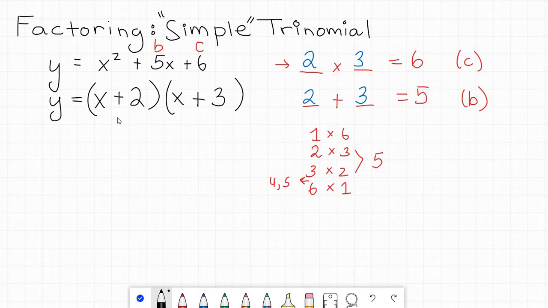And that's it. As I said, if you have a number out in front of your x squared term that is not 1, then we need to use a slightly different process.